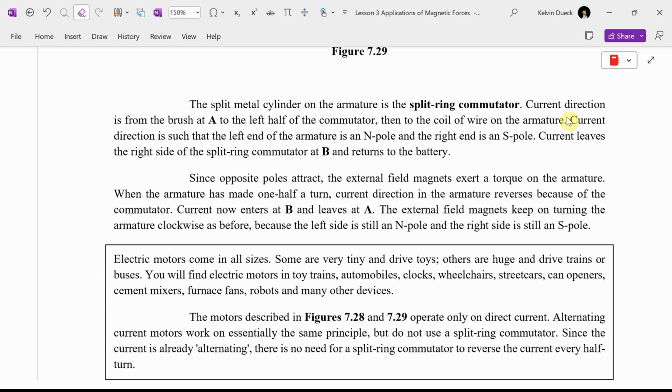Oh, and by the way, how do I make the motor stronger? Instead of one loop of wire, let's have hundreds of loops of wire. You want to double the strength? 2 loops. You want to make the motor 100 times stronger? 100 loops. And so that's why we often use a solenoid, many, many loops of wire.